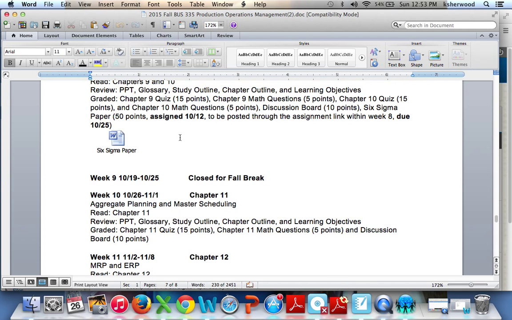Notable though, you can do that anytime you want. If you want to do that ahead of time, you can. And if you open up the paper, it gives a description of what we're going to be doing. There's no new assignments during week 9.